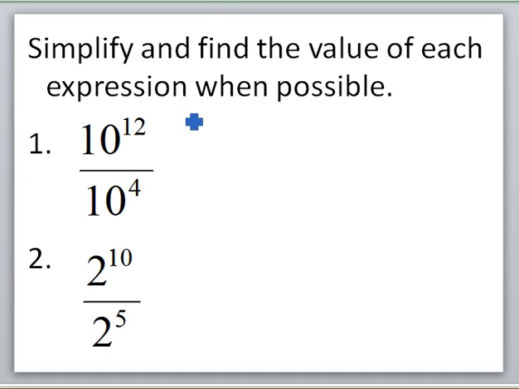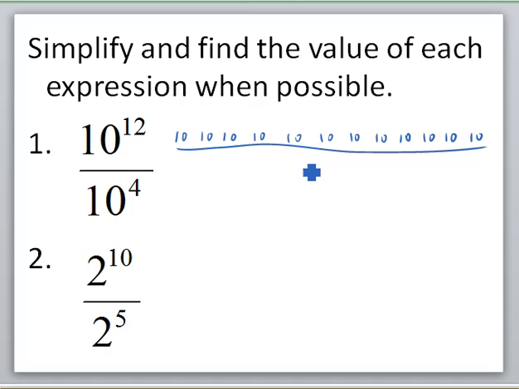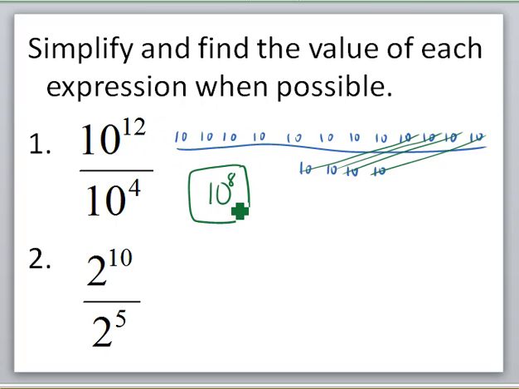This one's really kind of bad to start out with just because there's so many 10s. I have 12 of them, but I'll write them out. 4, 5, 6, 7, 8, 9, 10, 11, 12 10s. And on the bottom I have 4 10s. And what that means is that I could actually cancel a 10 for a 10 on each one of these. What that does is it gives me 8 10s left on top. 1, 2, 3, 4, 5, 6, 7, 8 10s. That is the logic behind why we keep the base and subtract our exponents.